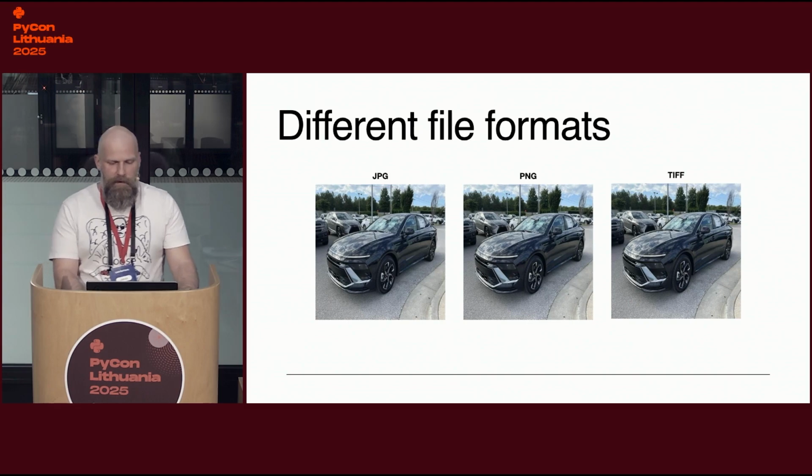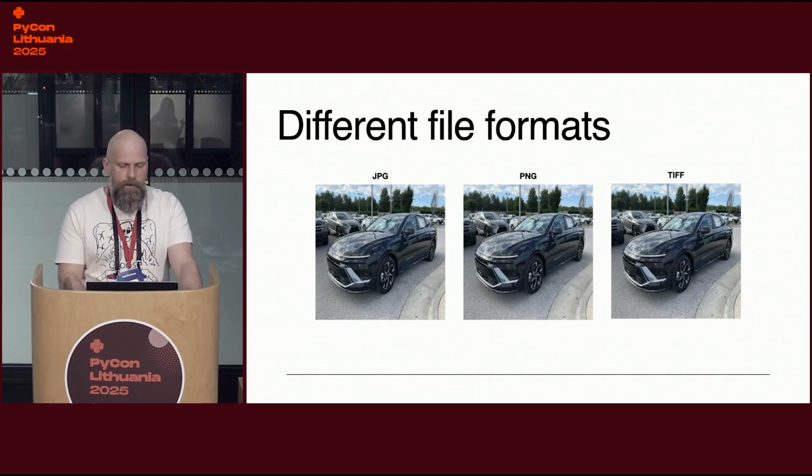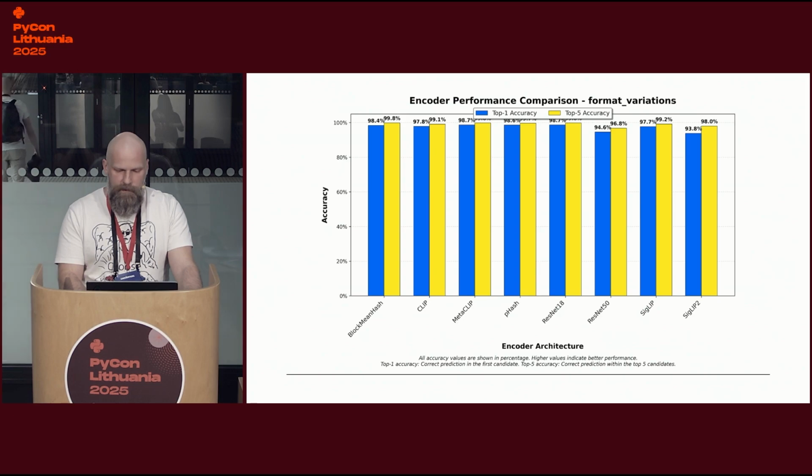So what kind of image alterations did we do? The first thing is we tried different file formats. The images visually look the same, but the binary content is different. But all those methods should work fine in this case, and that's exactly what we see. We don't get 100% accuracy because there are actually some duplicated images in the data set, and the first one can be not the same image that we queried.